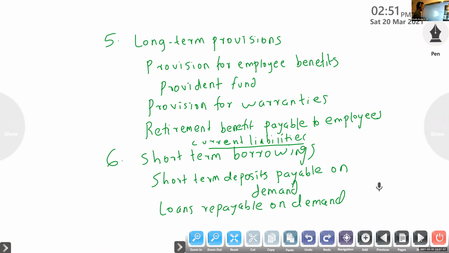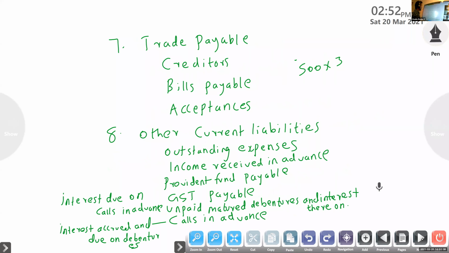Next, current liabilities. First one, short-term borrowing. Short-term borrowing means short-term loan, loan payable on demand, short-term deposit, deposit payable on demand. Next, trade payable: creditors plus bills payable. Then acceptance, that is also under trade payable. Then other current liabilities: outstanding expenses, income received in advance, provident fund payable, GST payable, unpaid matured debenture, calls in advance, interest on calls in advance, interest accrued and due on debenture.